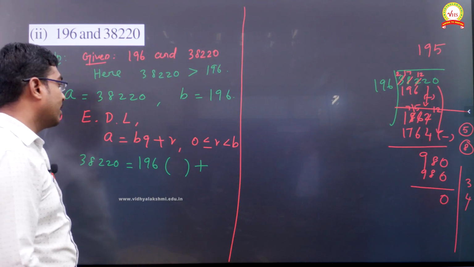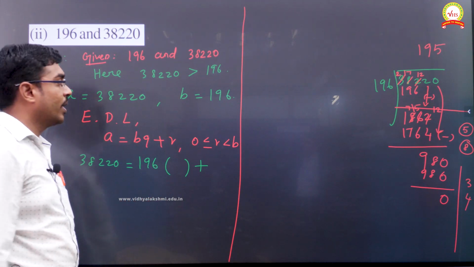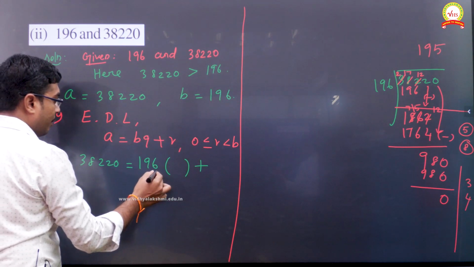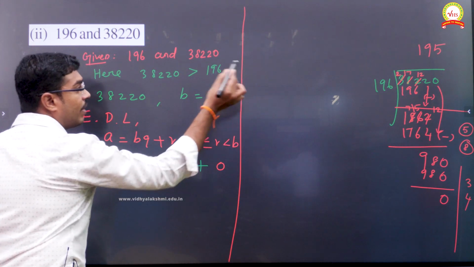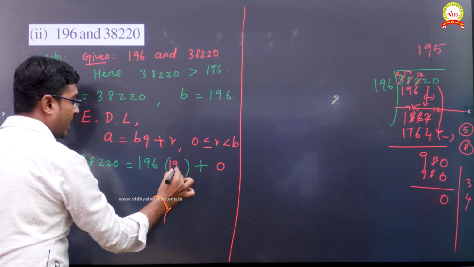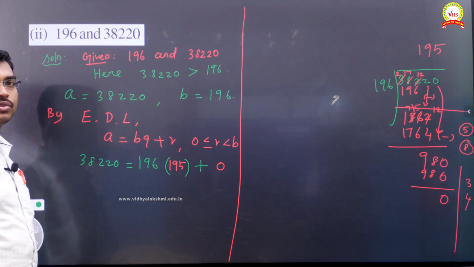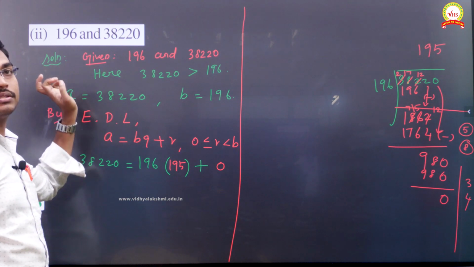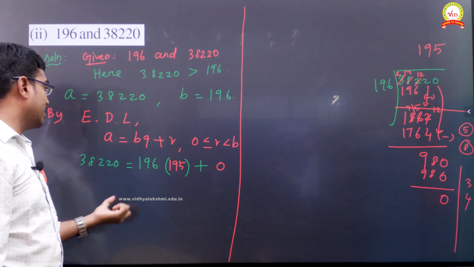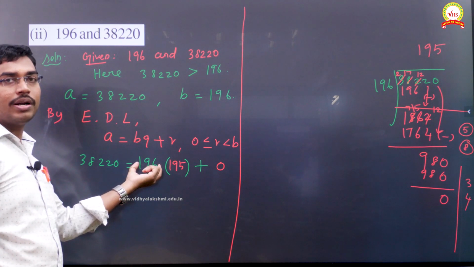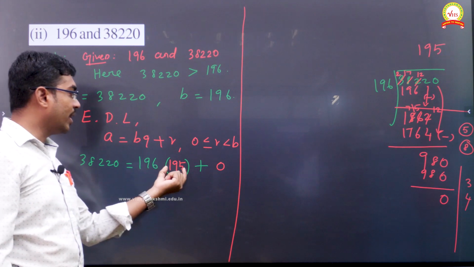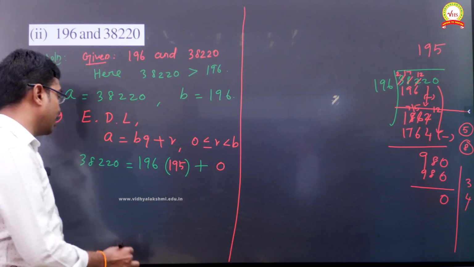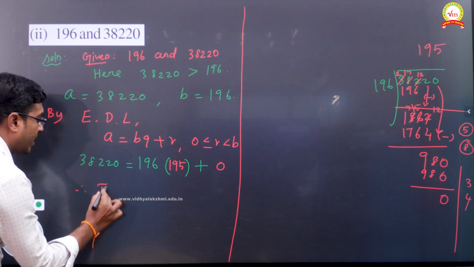Very, very easy. So it comes in just one step. Okay, so what is the remainder? Remainder is 0. What is the quotient? 195. So tell which one is the divisor for HCF. Which one is the divisor? 196. This is dividend. 196 is divisor. 195 is quotient. Remainder is 0.